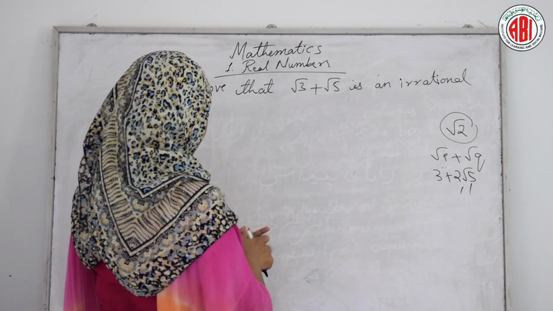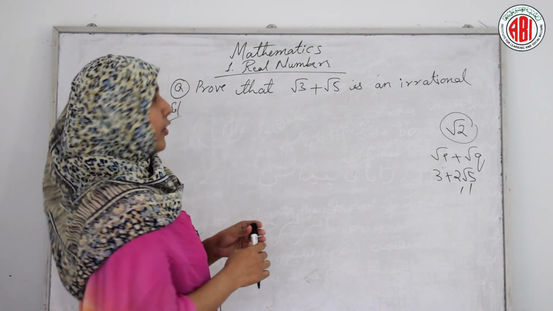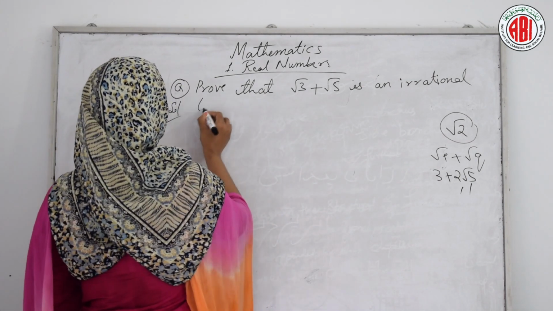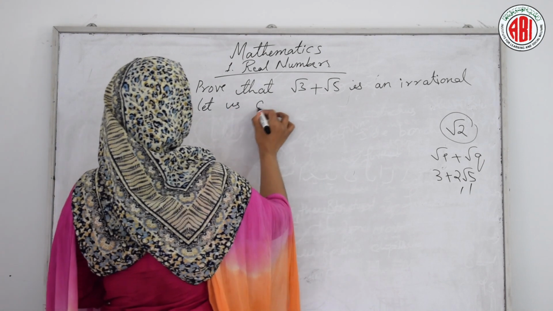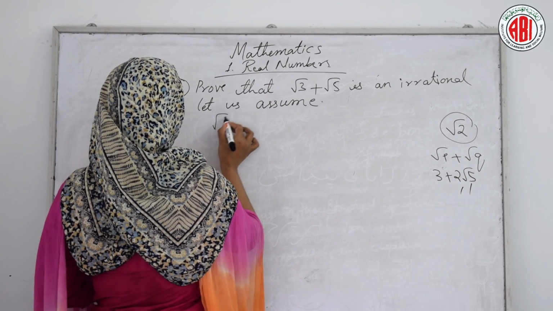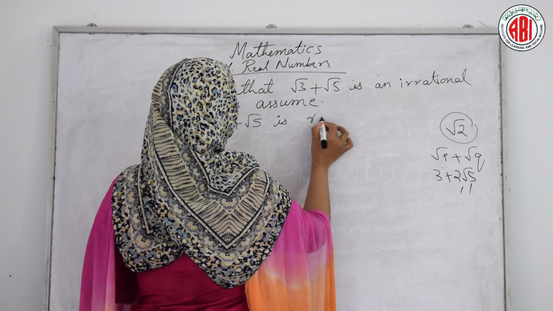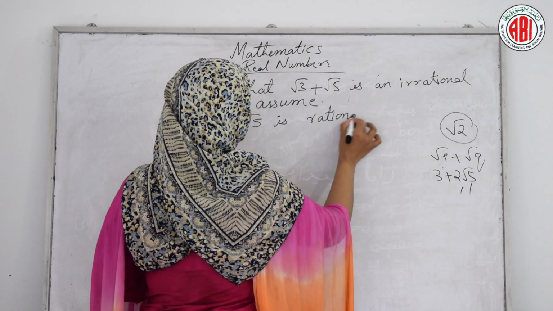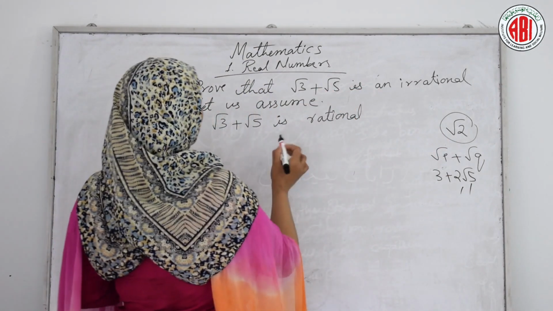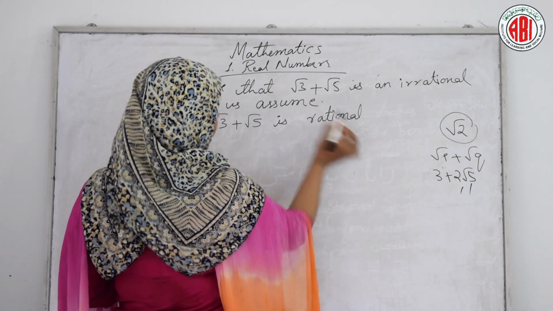So how to do this? How to prove that root 3 plus root 5 is irrational? To prove that, what we are doing is assuming, okay, let us assume that root 3 plus root 5 is rational. The similar steps we did for root 2, the same we are doing here. To prove it is irrational, we assume that it is rational.